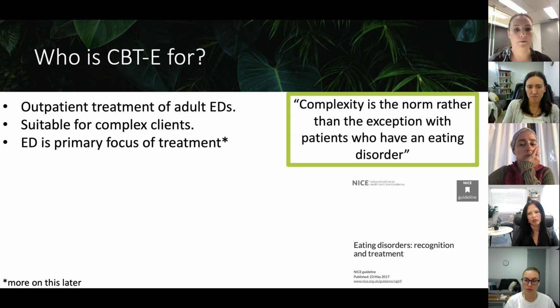And therefore anyone coming along who's not engaging in disordered eating, even though they still have their thoughts, is probably not suitable for CBT-E.